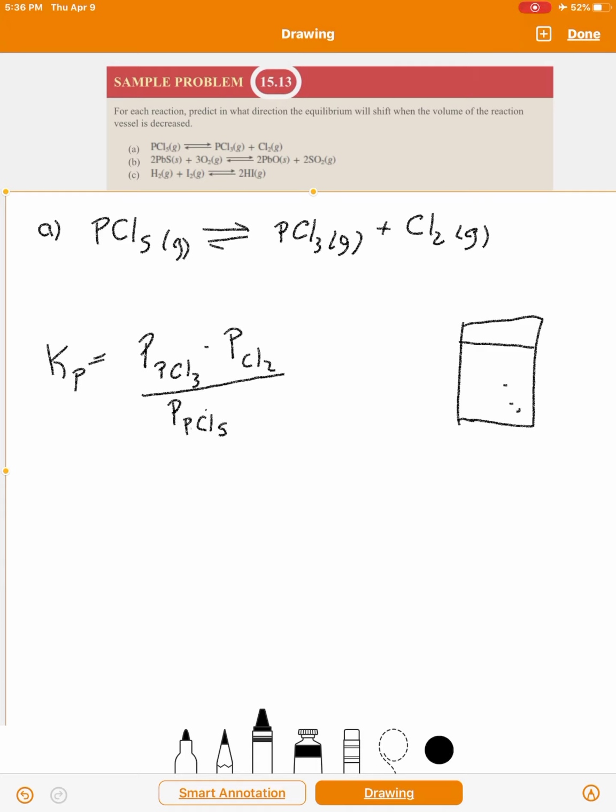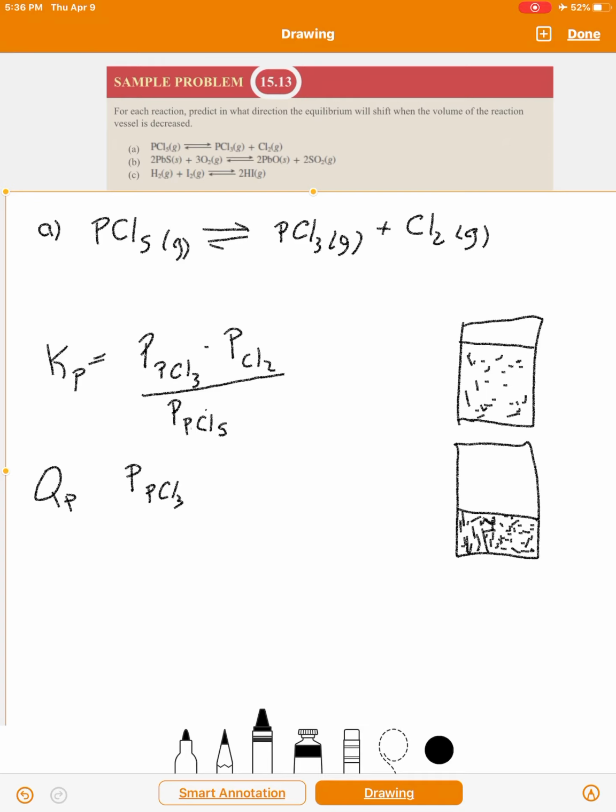If we have the volume here, and all the gases are mixed in here, and it's at equilibrium, and then we compress it so that the gases are in a smaller volume now, that changes their pressures. It increases their pressures. They will have higher pressures or higher concentrations if you want to look at it from that perspective. So that means they all go up. So essentially what happens then is the pressure of PCl3 goes up. Pressure of Cl2 goes up. They both go up. And the pressure of PCl5 also goes up. All three go up. They're all gases, so all three pressures will go up.